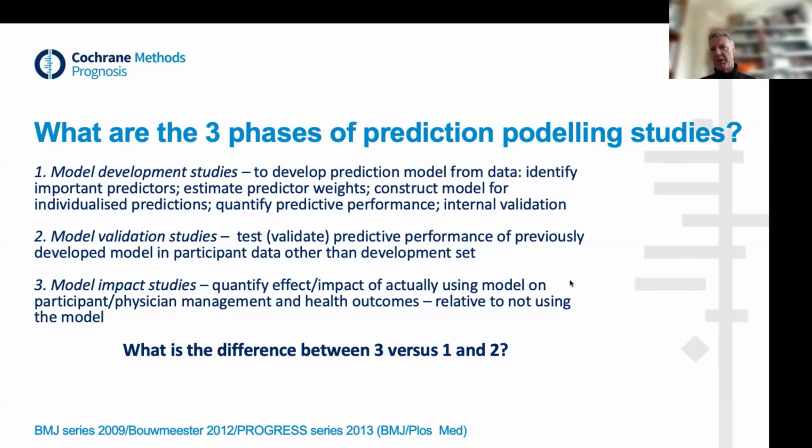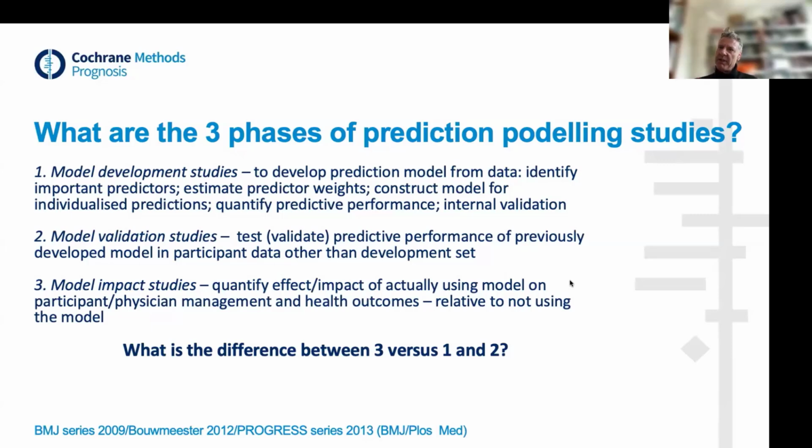Now, a subsequent study usually is undertaken, at least that's usually what is advocated, to check whether that developed model actually also accurately predicts in new individuals. Those are the model validation studies. And then 1 and 2, of course, are needed, but the ultimate proof, what's the saying again? The proof is in the eating of the pudding, is the model impact studies.